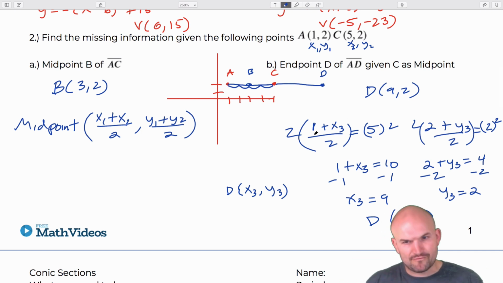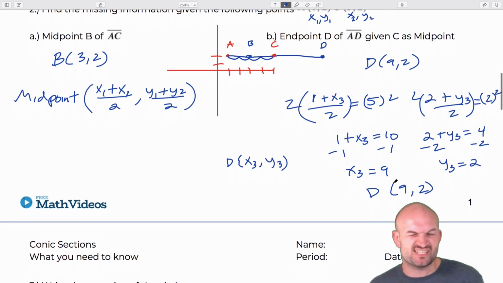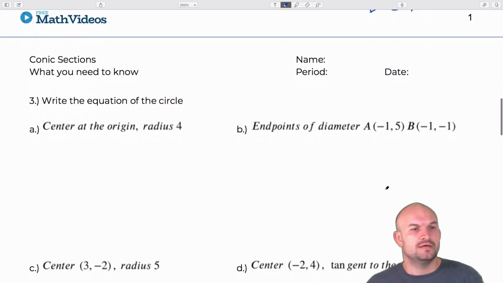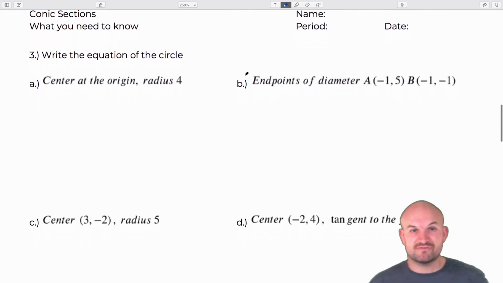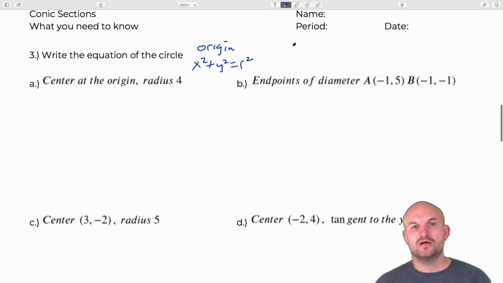But again, just use that formula to help you and the information. You can go ahead and solve it just exactly the same. All right, so what about the equation of a circle? So remember, there's 2 equations of a circle. When the center of the circle is at the origin, then we have x squared plus y squared equals r squared.